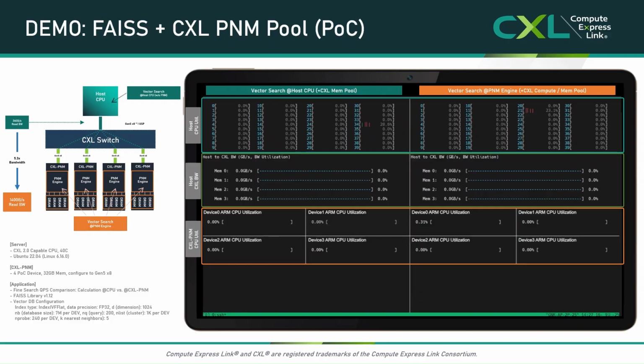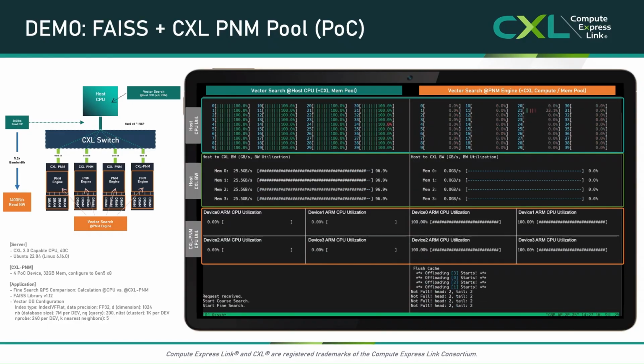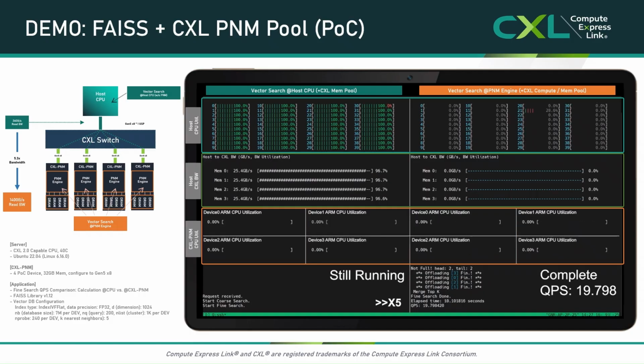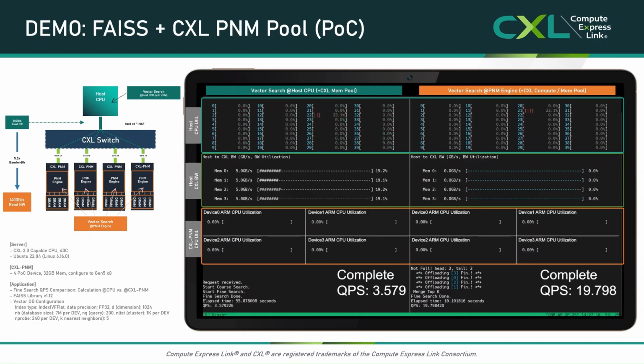Let me now walk through our proof of concept demonstration. The server uses a CXL 2.0 capable CPU with 40 cores. We connected first CXL PNM devices to the host, each with 32 gigabytes of memory and interfaced through a PCIe Gen 5 by 8. For the workload, we used files with index IVF flat, and we assume that all vector-DB data resides in CXL memory. So we compare two cases, CPU-only execution versus CXL PNM.